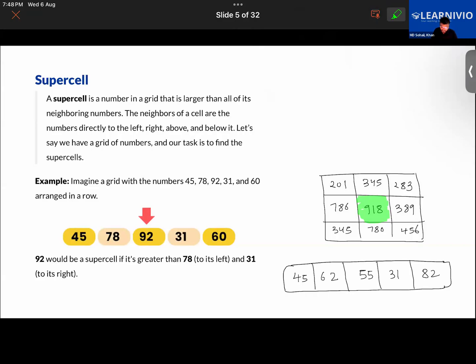62. And does 82 count? Exactly, it will be counted. Even if the number is at the end, it will be counted if it happens to be bigger than its neighboring number. So 82 is bigger than 31, right? So that is simply the concept of supercell here.